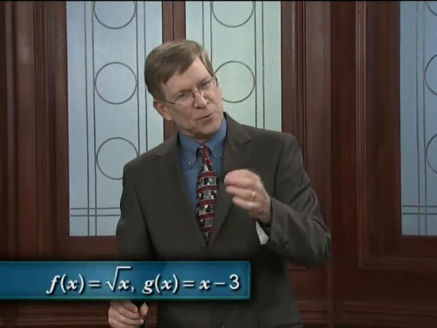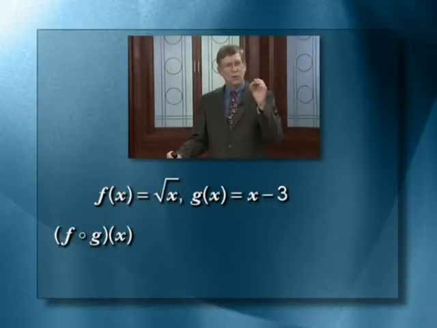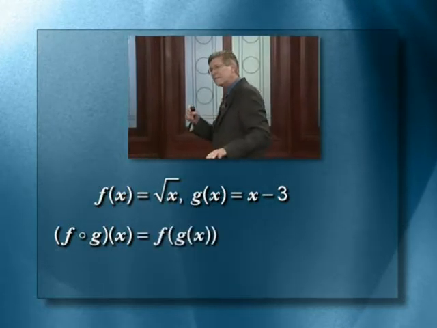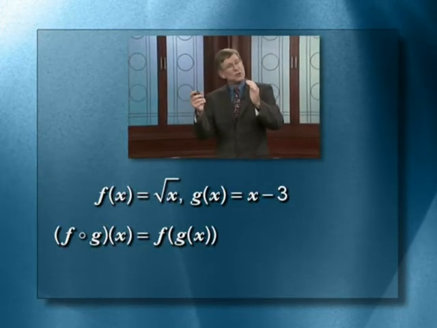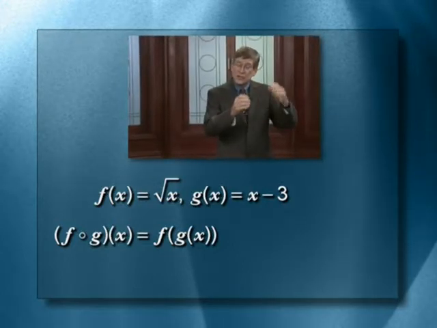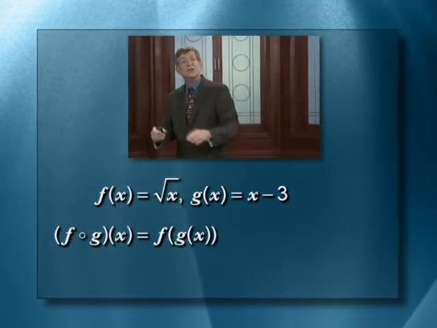This is evaluating one function and then afterwards evaluating a different function. And again, I'll use those same examples. f will be the square root function and g will be the function x minus 3. So what do we mean when we say f composed with g? So the composition of f with g. That means the following. It means f of g of x. In other words, first you do g of x, and you evaluate g of x. And after you have that answer, you take f of that answer. You apply f to the result of the g of x.